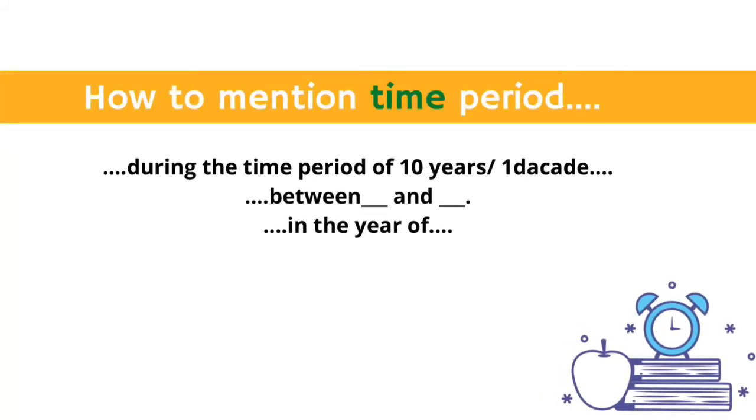Let's move to the time period. How can you mention the time period in the Writing Task 1 introduction? You may use several phrases for writing about time, like during the time period of 10 years or 1 decade, between this time period and this time period, in the year of this time. This time period means the time period which has already been given in the graph.